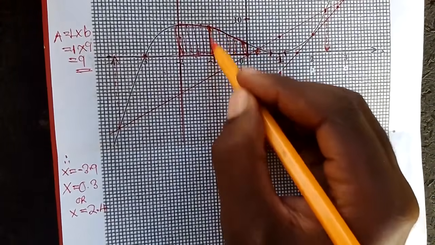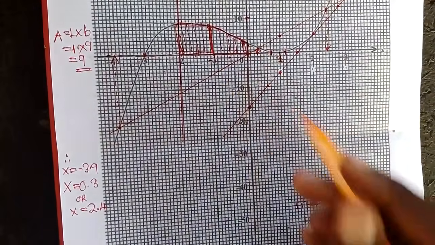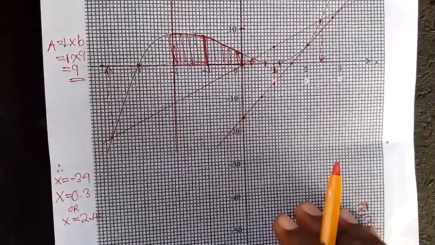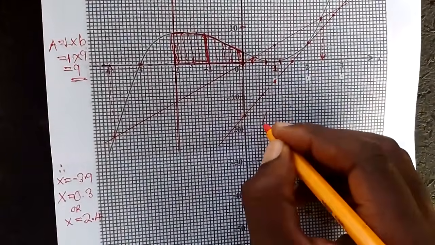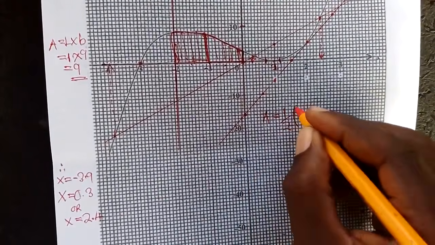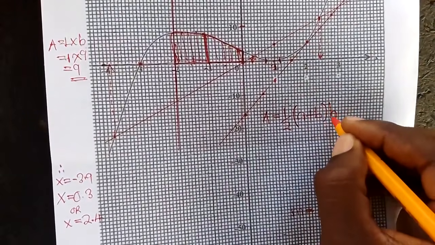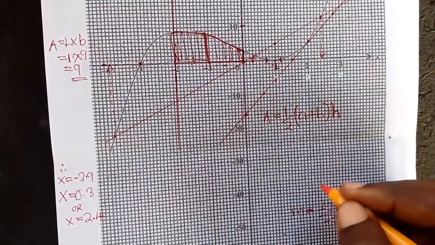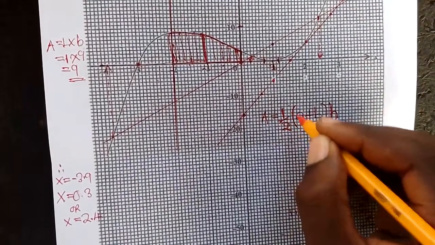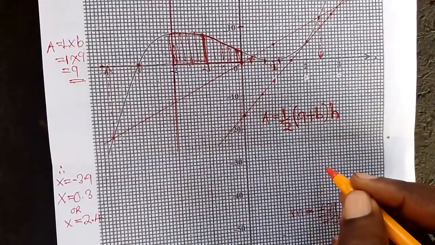So these two sides, this side and this side, are parallel to each other. So that is a trapezium. This is the formula for the trapezium. Area is equal to half, then A plus B cross, then H here. Have you seen? This is the formula for the trapezium. So you've got half A plus B, then H here. This is the formula.